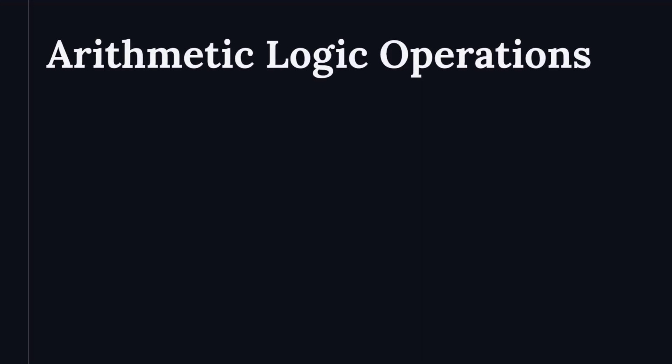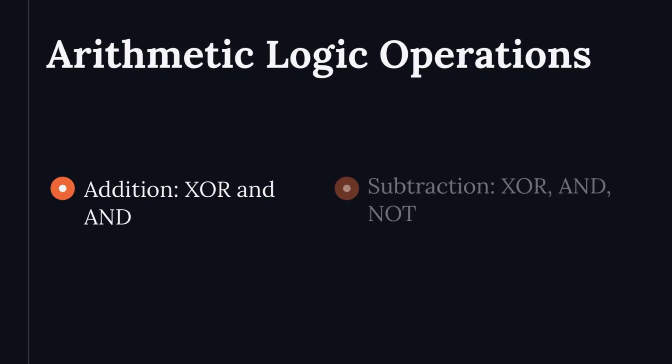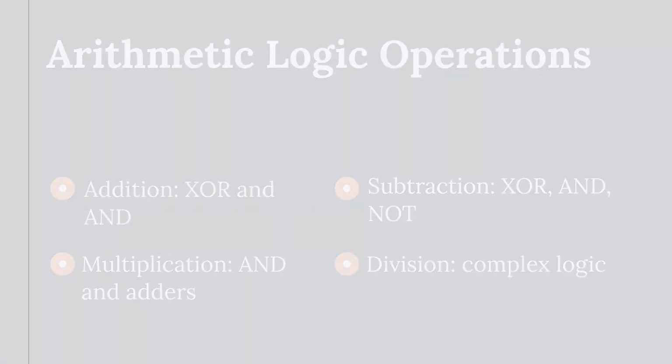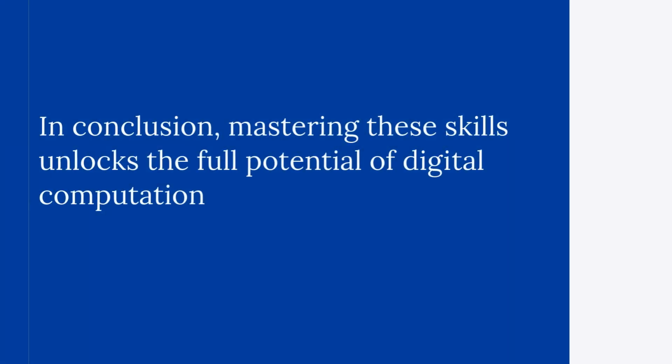Arithmetic logic uses combinations of gates. Addition uses XOR and AND gates. Subtraction involves XOR, NOT, and OR. Multiplication relies on AND and adders. Division requires more complex arrangements, often using sequential logic. In conclusion, mastering these skills unlocks the full potential of digital computation.